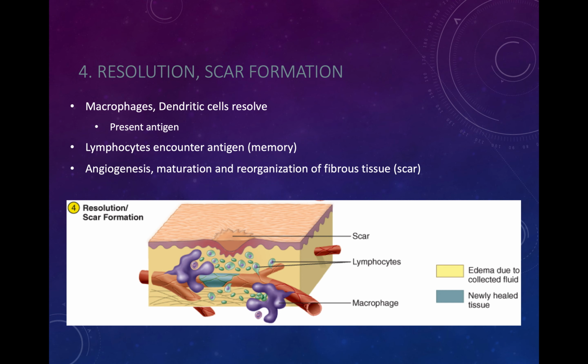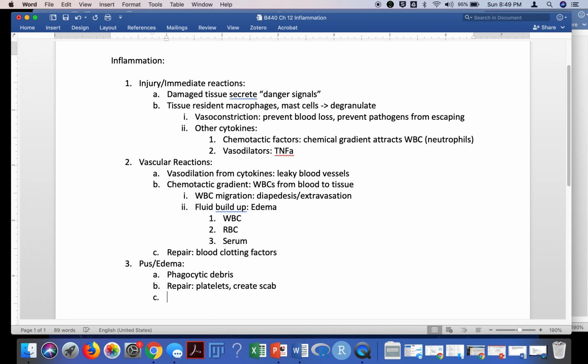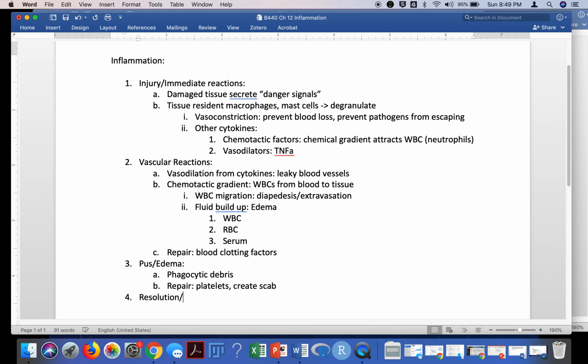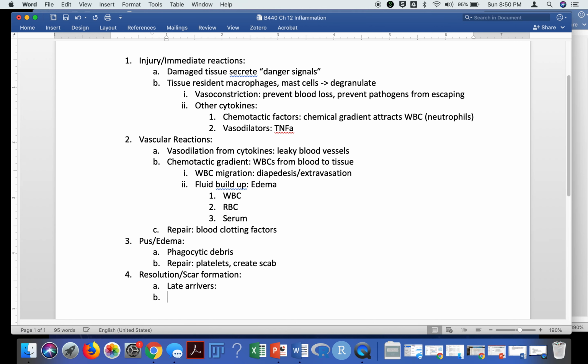So these ones we will write down. So the last step is, what are we on? Resolution and scar formation. Whereas we just created a scab, which is like a little band-aid, the scar is permanence, right? So we have our late arrivers, which are our phagocytic cells, which will also be antigen presenting cells, APCs, and this would be macrophages and dendritic cells.